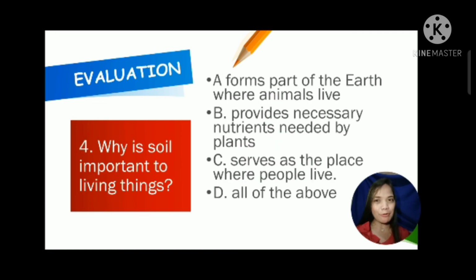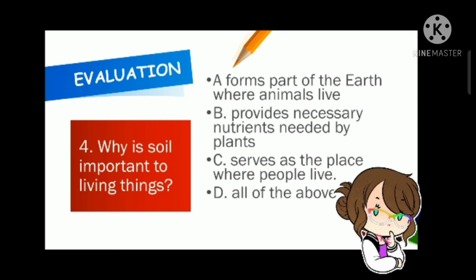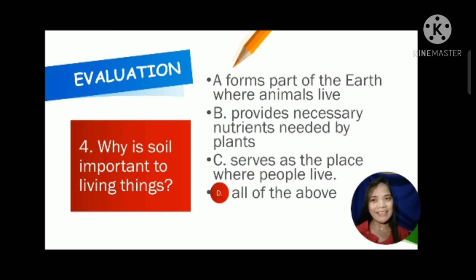Let's proceed with number 4. Why is soil important to living things? Is it A, forms part of the earth where animals live, Letter B, provides necessary nutrients needed by plants, Letter C, serves as the place where people live, or letter D, all of the above. The correct answer is letter D.